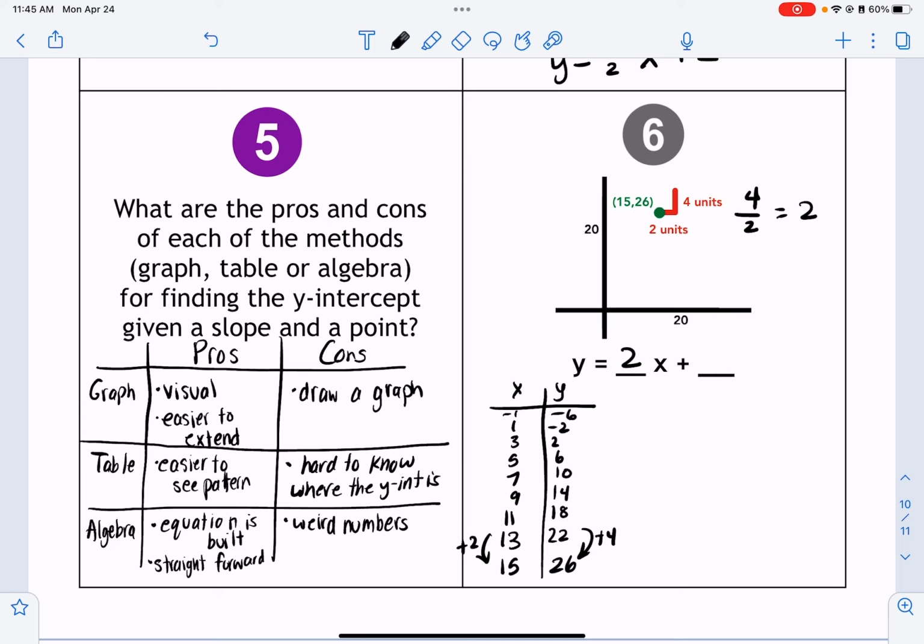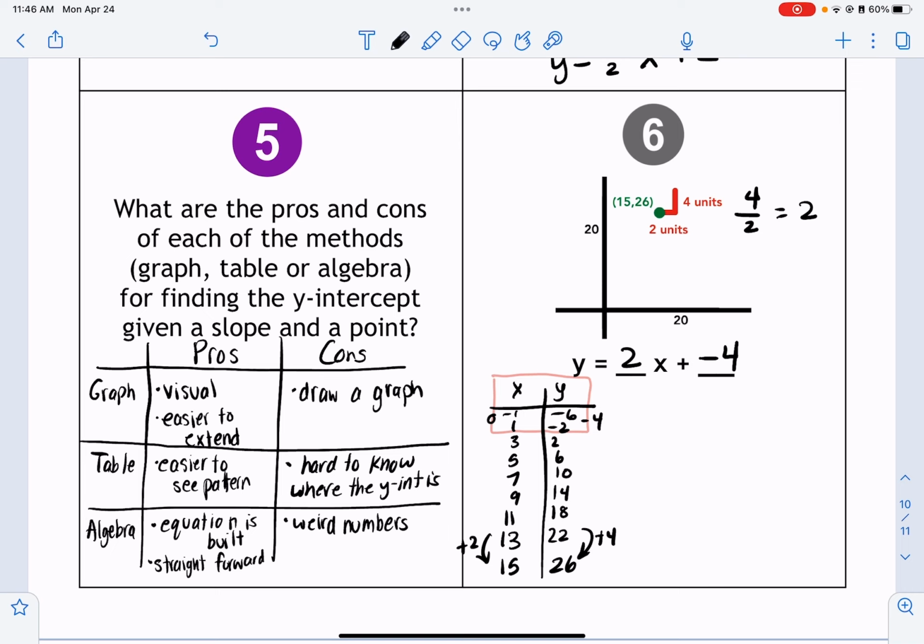Okay. Now we're in a bit of a pickle because we have this section here. And 0 isn't one of the points that our table gave us. But can we work in between? Yeah. Halfway in between -1 and 1 is 0. Halfway in between -6 and -2 is -4. And so that gives us our y-intercept.